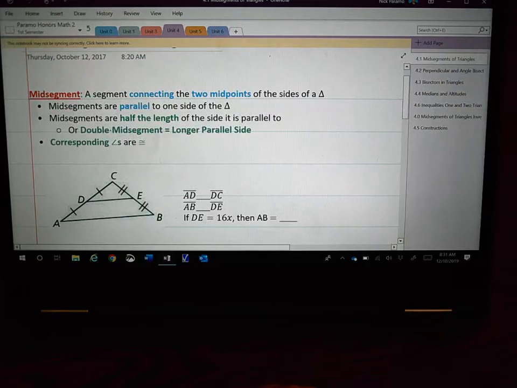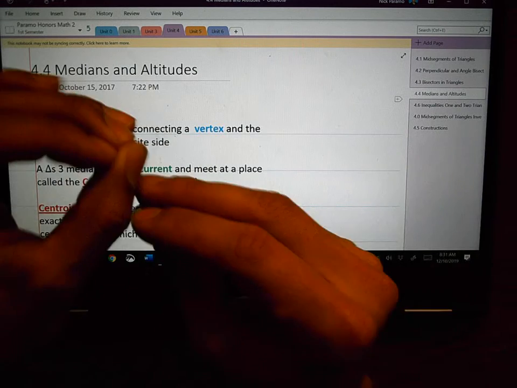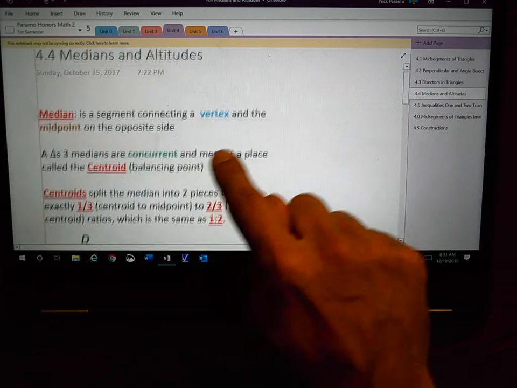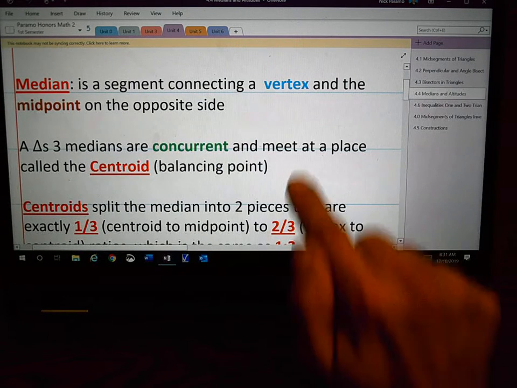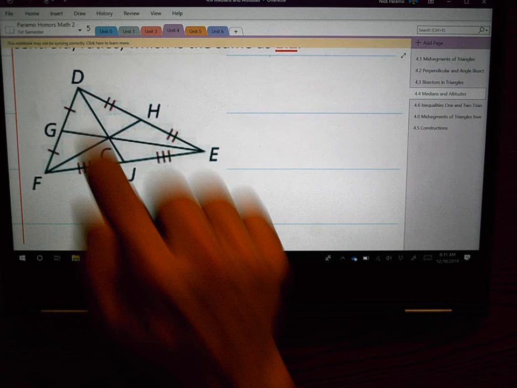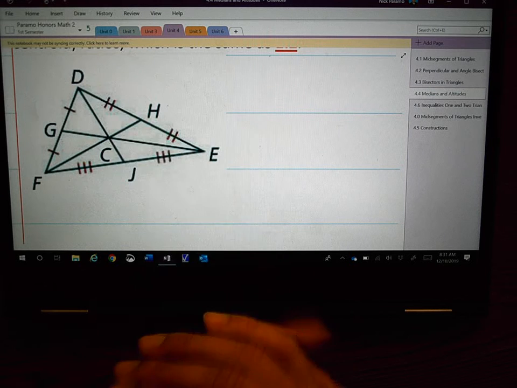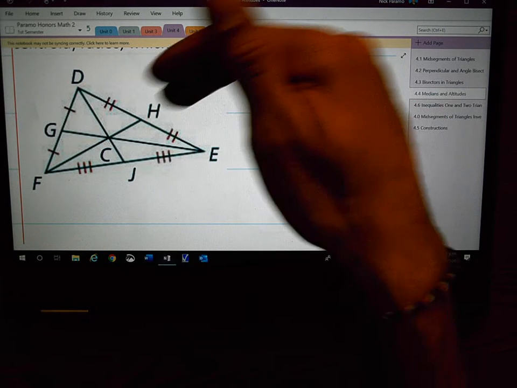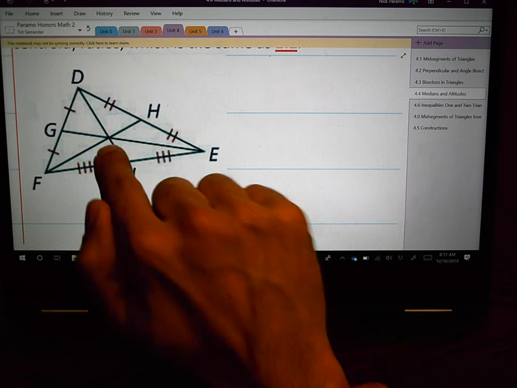And then, of course, you could not get that confused with something called a median. I'm going to jump to number 4. A midsegment was from a midpoint to a midpoint, but a median was different. It was something that went from a vertex to a midpoint. If I'm going from the corner, that's what a vertex is called, and I'm going to a midpoint on the opposite side, that is called a median. When you had all three medians and they intersected, all three medians would intersect in a point called the centroid.